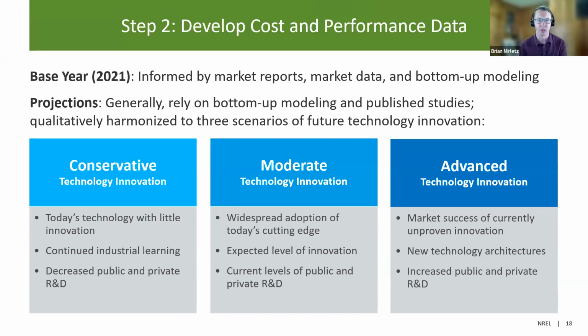The conservative scenario assumes today's technology with little innovation, continued industrial learning driving smaller cost declines, but generally a decreased level of public and private R&D relative to what we're seeing right now. The moderate scenario represents widespread adoption of today's cutting edge, what we would categorize as roughly the expected level of innovation, and assumes that current levels of public and private R&D continue. And then the advanced technology scenario relies on market success of a currently unproven innovation or multiple currently unproven innovations, assumes new technology architectures achieve widespread adoption in the market, and represents a potential increase in public and private R&D relative to current levels.